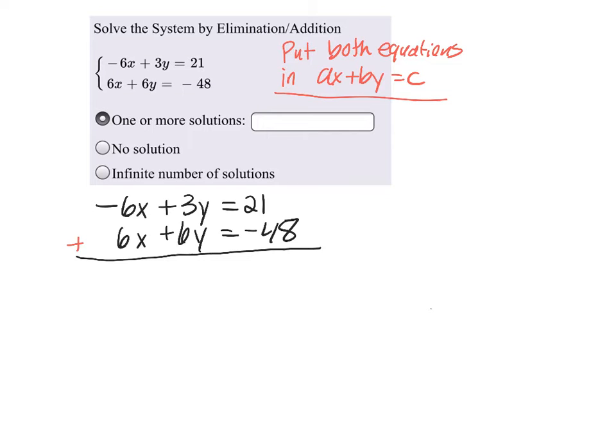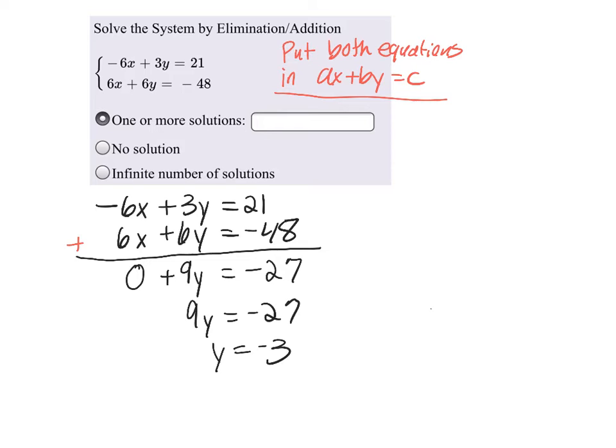We add the two x terms together, and what happens here is that the negative 6 and 6 add out to 0. Then we add the y's. 3 and 6 will add to 9, and we add the constants. And that's going to turn out to give me negative 27. So I've got 9y is equal to negative 27. y then will be negative 3. Okay. Now, we can back substitute that into either one of these two equations.